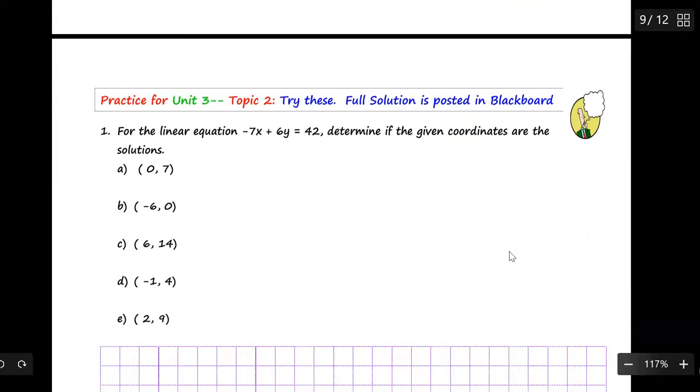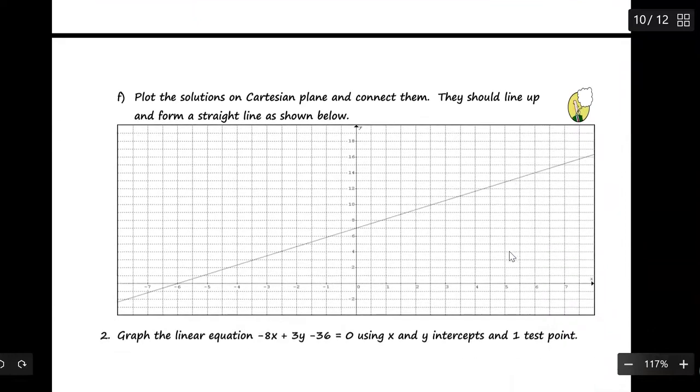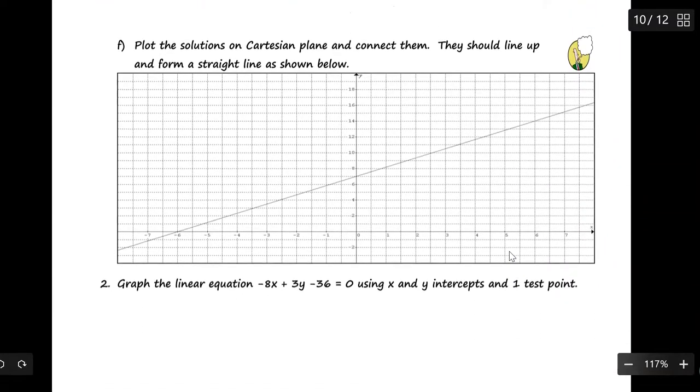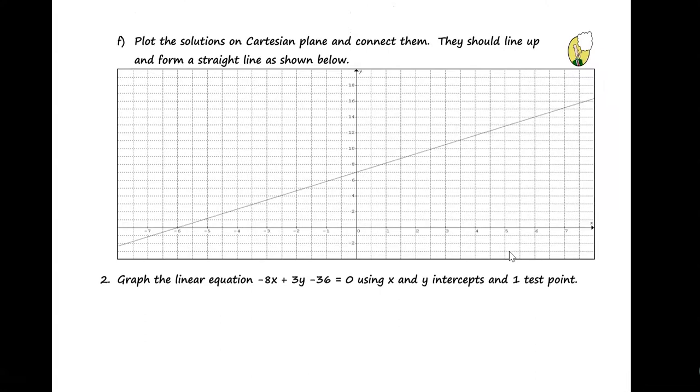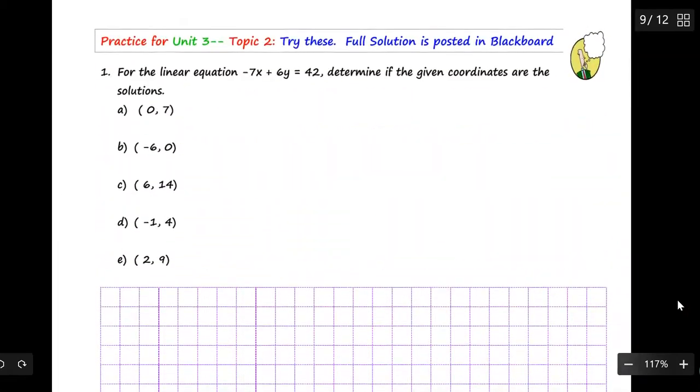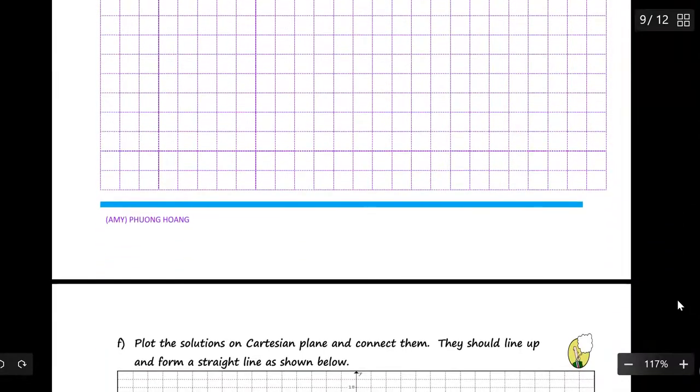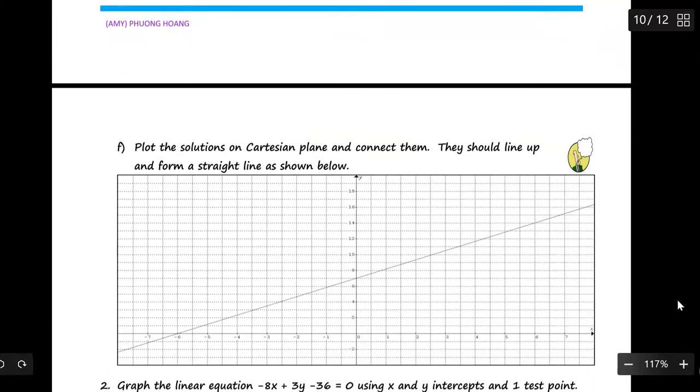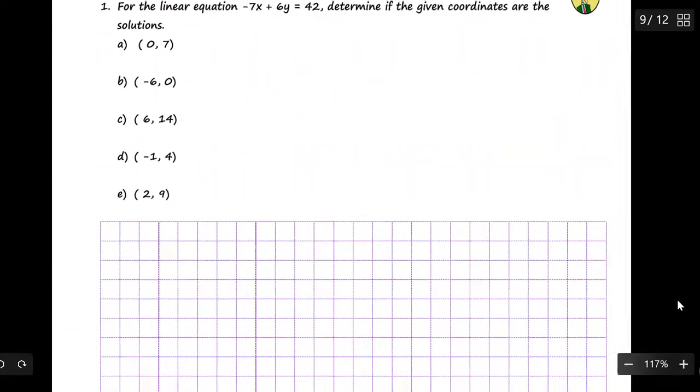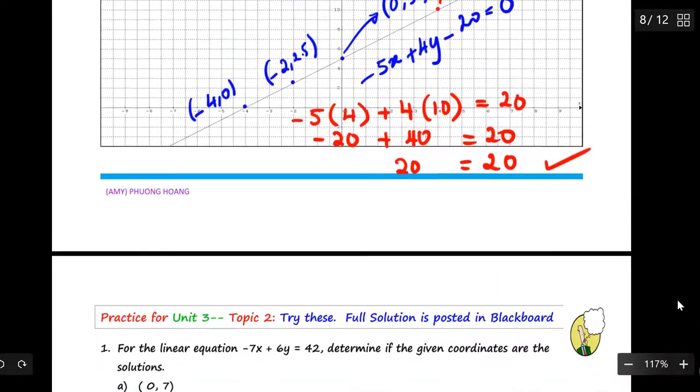Alright, let me see what I have next. Oh, next is I just assigned the exercise for everyone to work on. It's very much similar to the example. I also asked everyone to graph the linear equation using the x and y intercept and one test point, and also to plot the points on the Cartesian plane, connect those points to see if they actually form a straight line and which points are actually not on the graph.